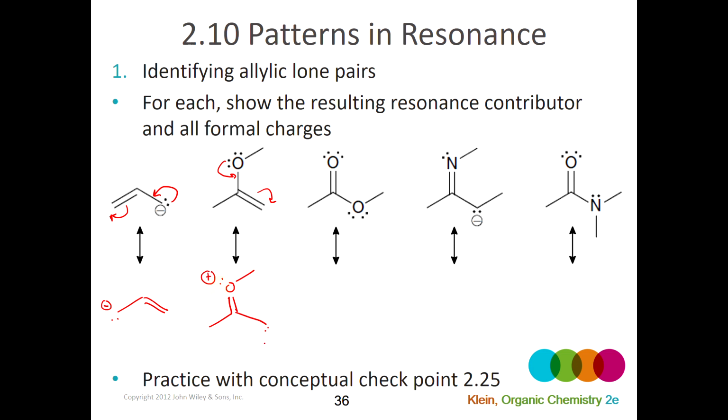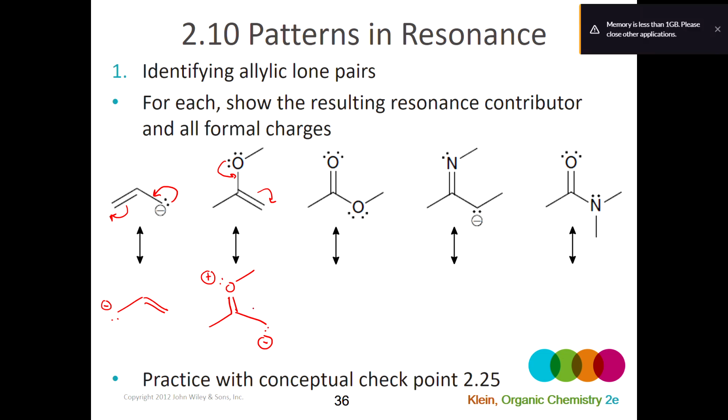Now, this one in particular creates some unstable formal charges. So if I've got 2 contributors, and one is neutral and the other has unnecessarily unstable formal charges, well, the real structure is going to look more like the neutral one than like the one with charges. But in reality, the hybrid would have some characteristics of both.